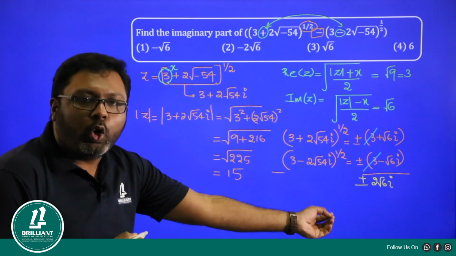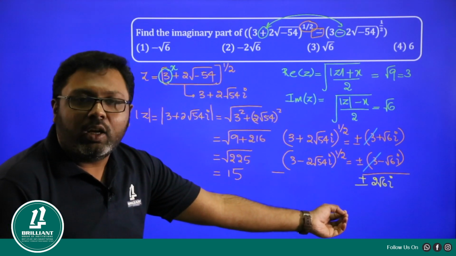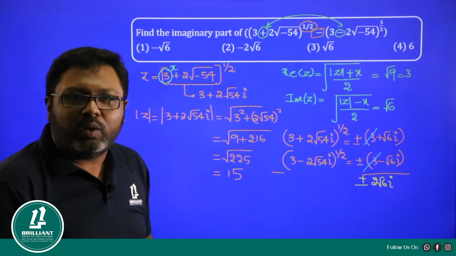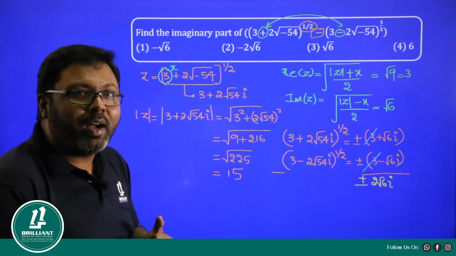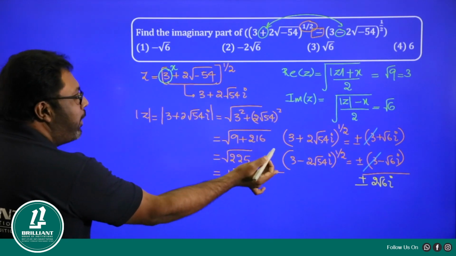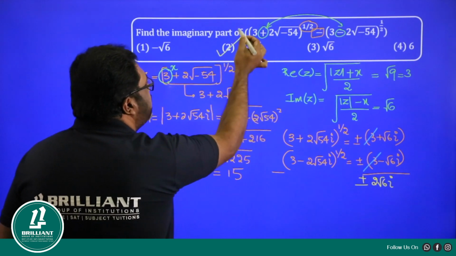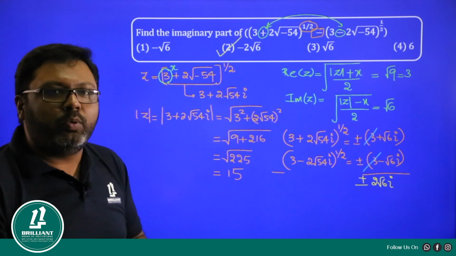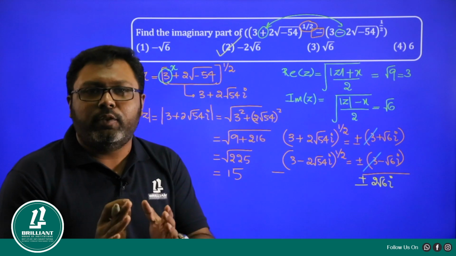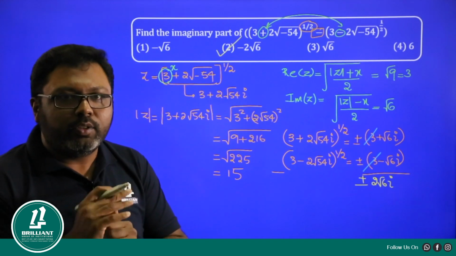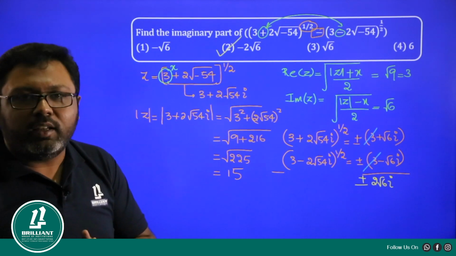So this is a purely imaginary complex number. So what is the complex number's imaginary part? That's the question. The complex number's imaginary part is 2 root 6. Yes, plus or minus 2 root 6. And in the options, you can see option 2 is minus 2 root 6. That's the first answer. It's clear, everybody? Yes. So now let's go to the second question.